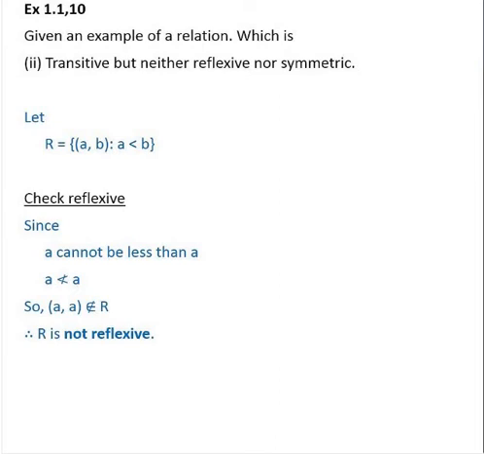Give an example of a relation which is transitive but neither reflexive nor symmetric. So we need to find a relation which satisfies this condition. Okay, so let us take R equals all the ordered pairs (a, b) such that a is less than b. Now here we want a relation which is transitive but neither reflexive nor symmetric, right?